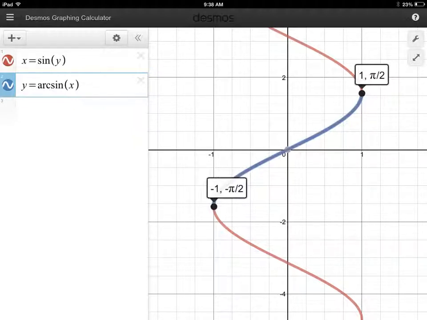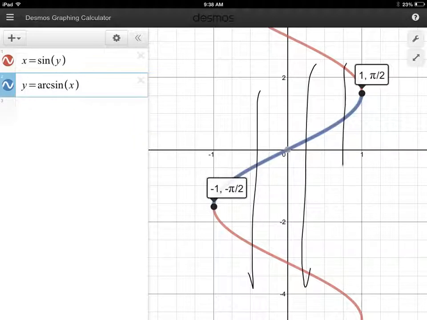So here's what I've done here with Desmos. I graph the inverse of the sine. I switched x and y, and that's what this red graph is. And as you look at it, that's not a function. That fails the vertical line test. Okay, so what we've got to do is limit it somehow so that we've got a function, because our arcsine is a function, right?